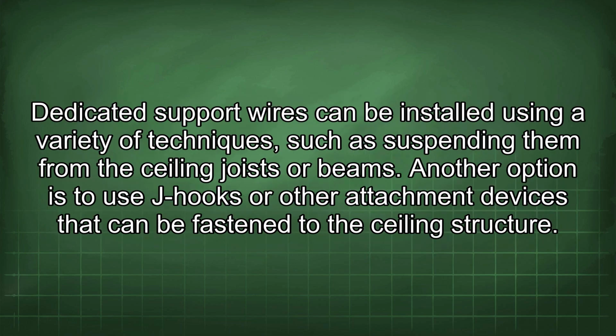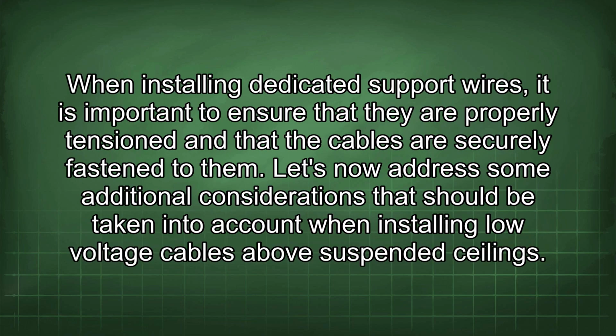Dedicated support wires can be installed using a variety of techniques, such as suspending them from the ceiling joists or beams. Another option is to use J-hooks or other attachment devices that can be fastened to the ceiling structure. When installing dedicated support wires, it is important to ensure that they are properly tensioned and that the cables are securely fastened to them.